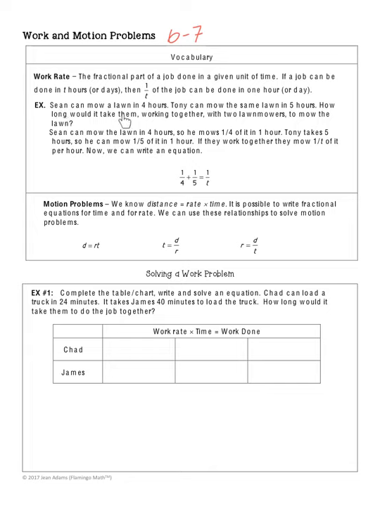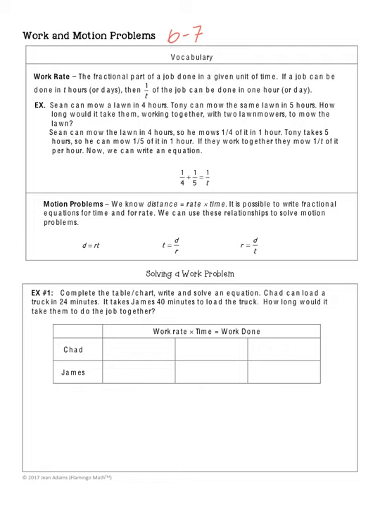So for instance, Sean can mow a lawn in 4 hours, Tony can mow the same lawn in 5 hours. So Sean's work rate per hour would be 1/4. In other words, if it takes him 4 hours to do a job, he can complete in 1 hour only 1/4 of the job. And then Tony mows in 5 hours, so he can complete in 1 hour 1/5 of the job. And that typically will equal 1 whole job over here, not 1 over T.